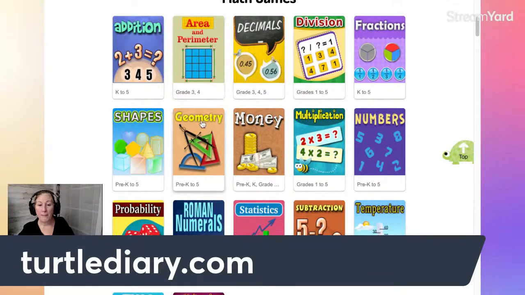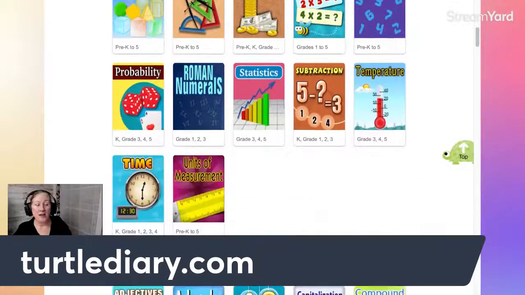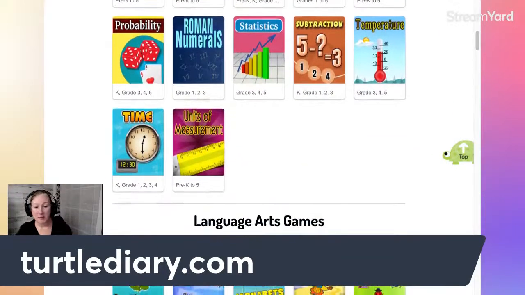Now, if you are a beginner ESL student and you are just starting to learn English, I suggest starting with pre-K or K for some of these and working your way through the grades. So this is important to remember that it's okay to be a beginner English student. Just get started and you will get it.